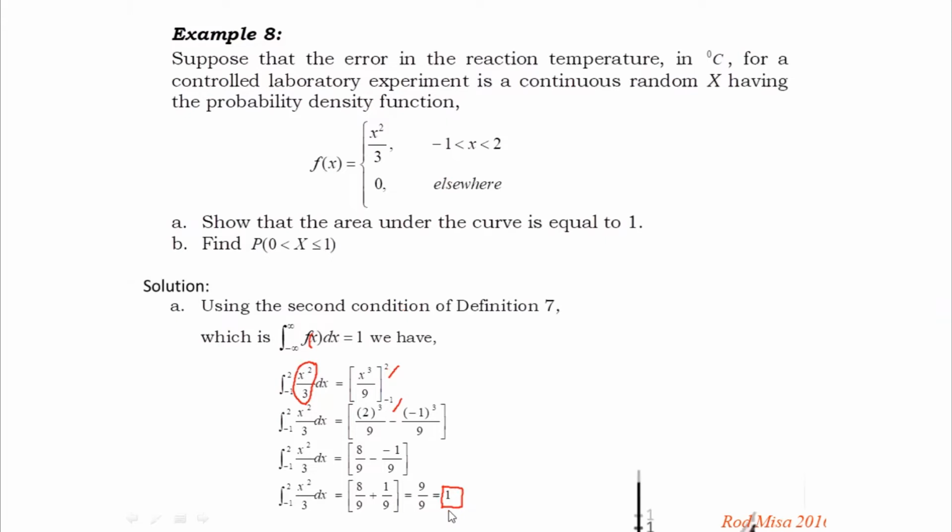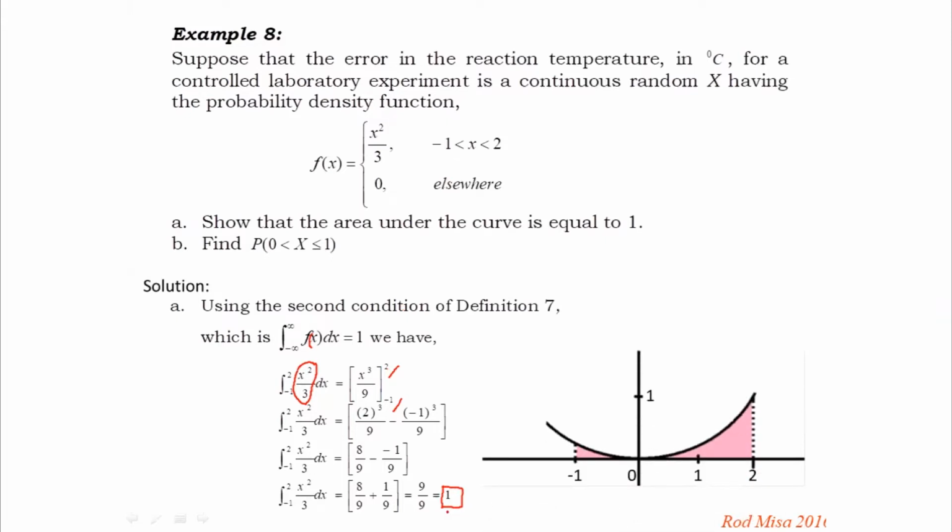And you can see that using our drawing for this function x squared over 3, because this is just a parabola opening upward, but we have only the domain of our random variable from negative 1 to 2 here. So shading under the curve from negative 1 to 2 using a pink color, we have this area here. And you can check that the shaded area is equal to 1 square unit.